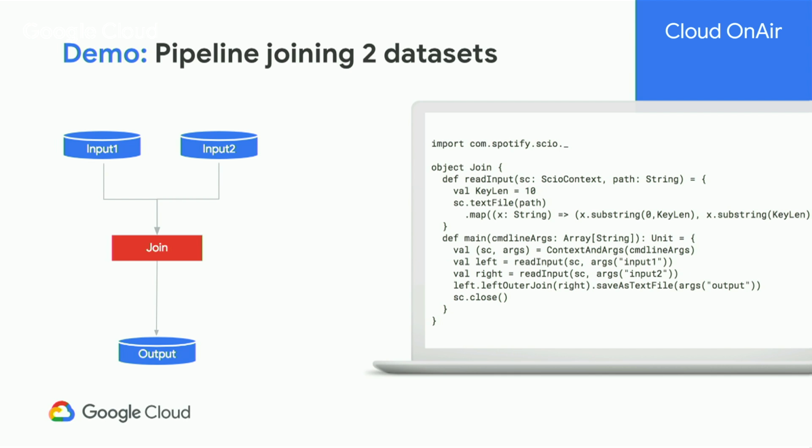If you focus on the main function, I'm defining my left and right inputs. That's my input 1 and input 2. I'm then doing a left outer join of one of the inputs with the other input. And I'm saving the results of this left outer join into a collection of files.